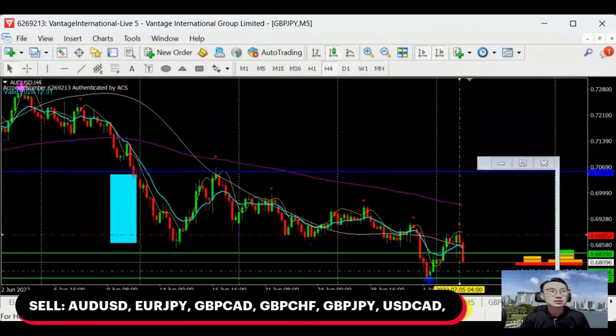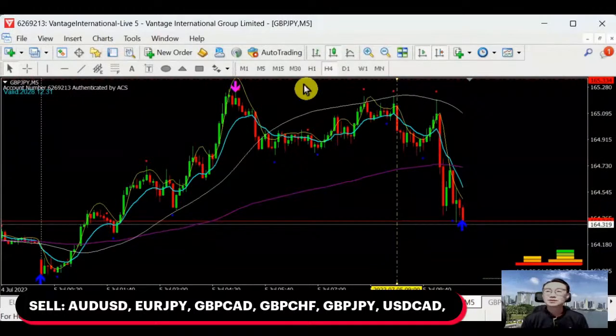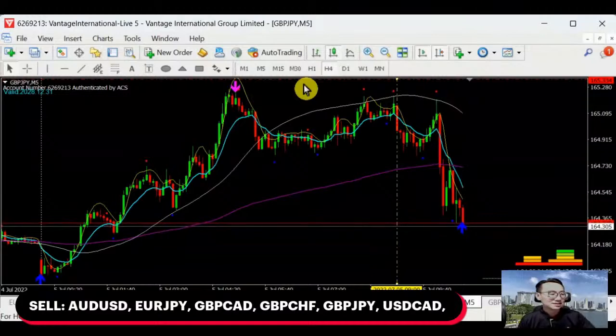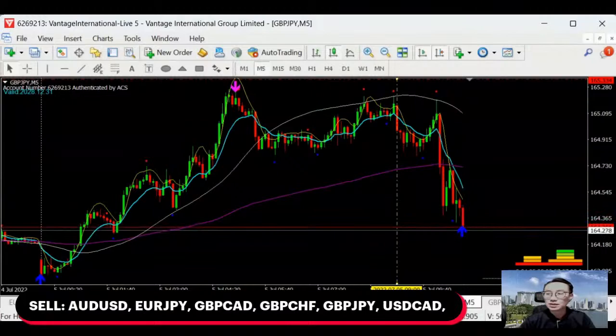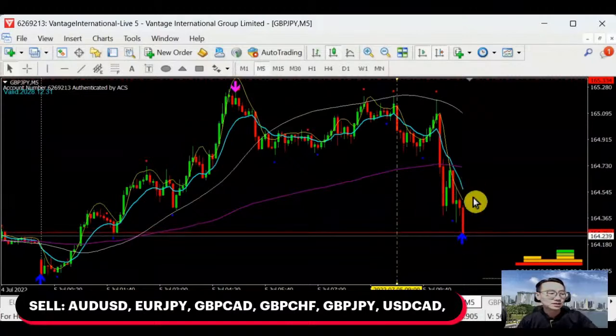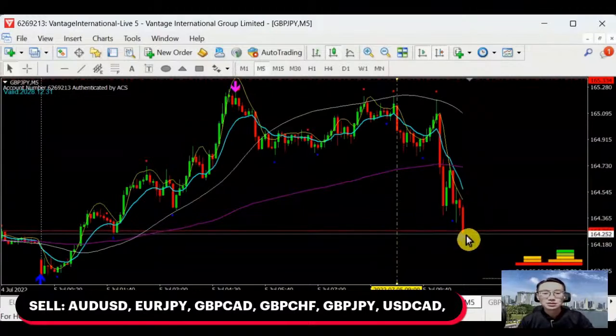Good, guys, let's quickly come back to pound yen. I think probably we have already missed it. Tentatively, by looking at this continuity over here, it has already shown that the chart has gone down.